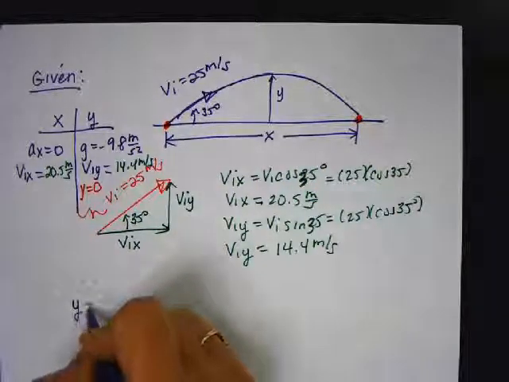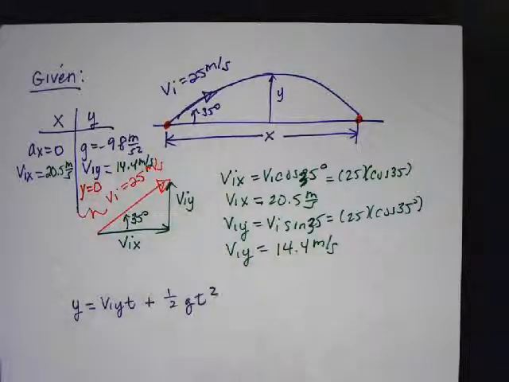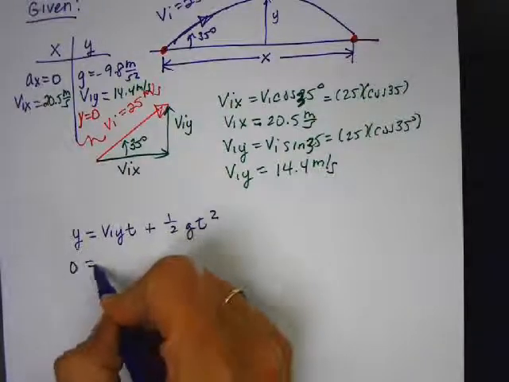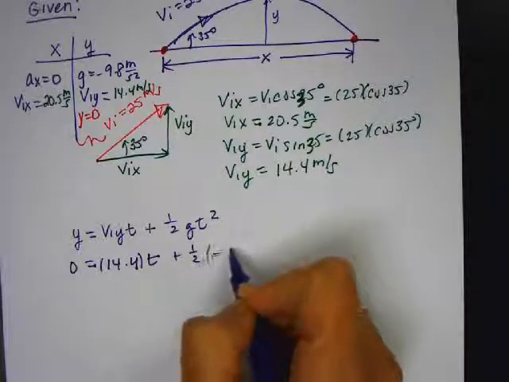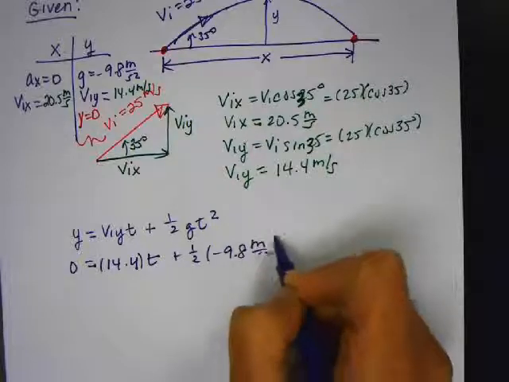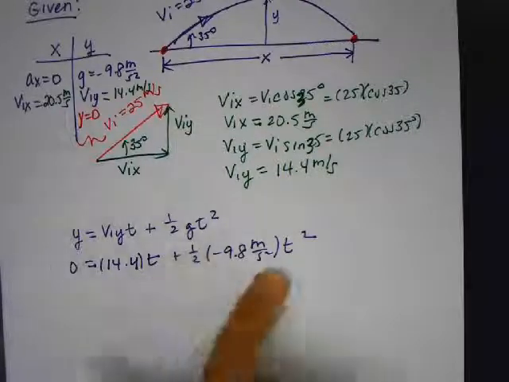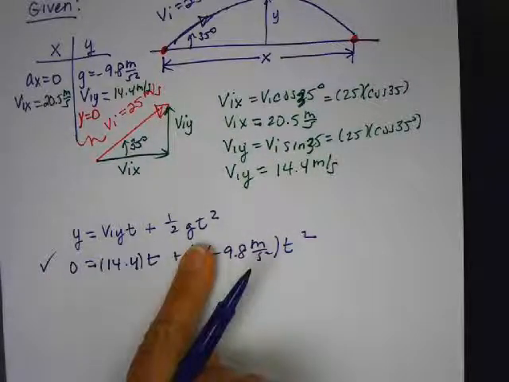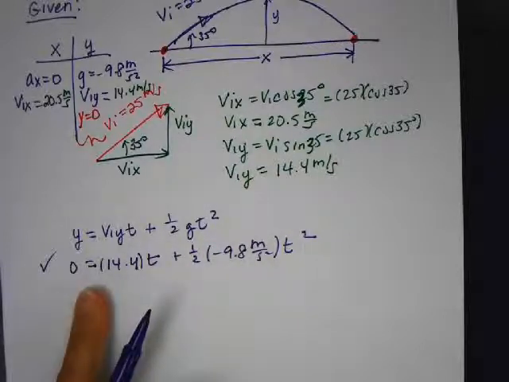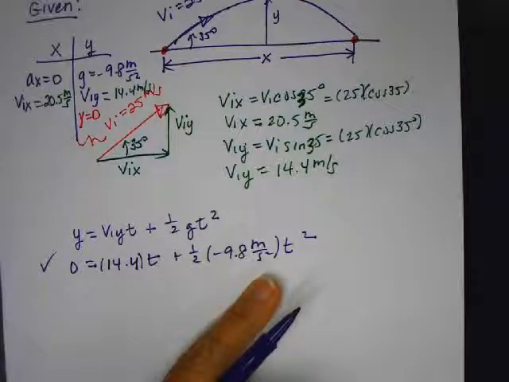So now I can say y is equal to VIYT plus 1/2 GT squared. Now this is 0, so 0 is equal to 14.4 T plus 1/2 negative 9.8 T squared. So one way we could do this is we could do the quadratic. But this isn't the only way to do it. We don't have to use this equation. We can actually use one of the other equations.